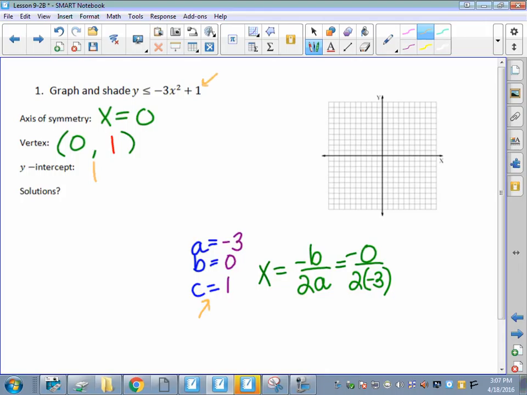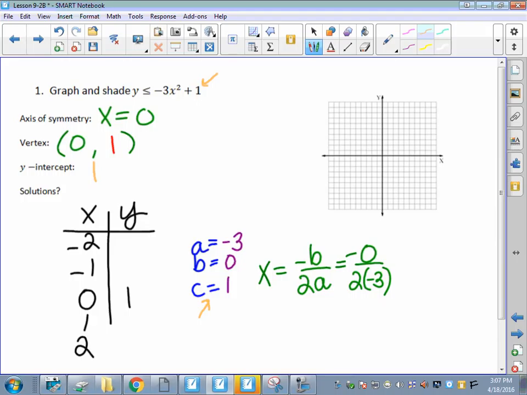And solutions, do you want to solve it or do you want to make an XY table? I'm going to make an XY table. So I'm going to put 0, 1 in the middle, count down, and count up. Remember, our domain is all reals. You could use any numbers you want. But I always like to pick ones that are easy to get so that we have that mirror image. So if I put a -2 in here, -2 squared is +4. So -3 times 4 is -12. Plus 1 gives me a -11.